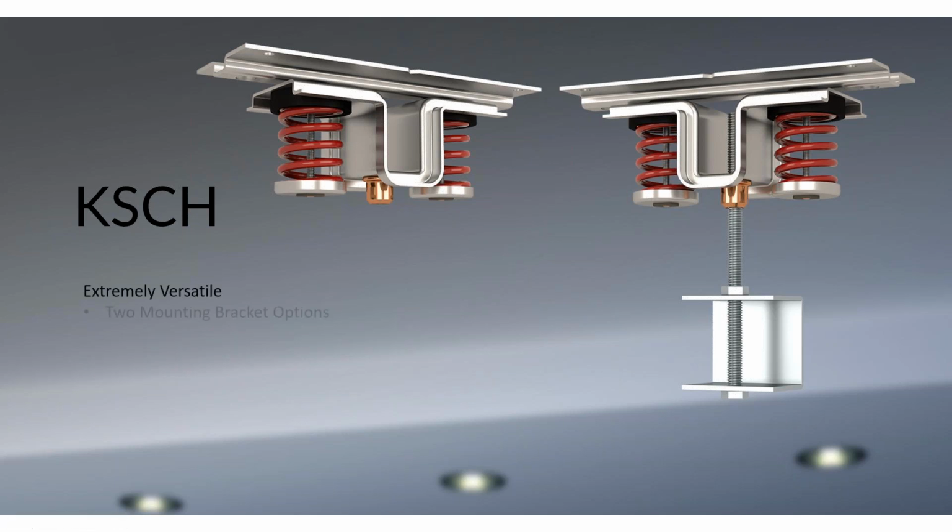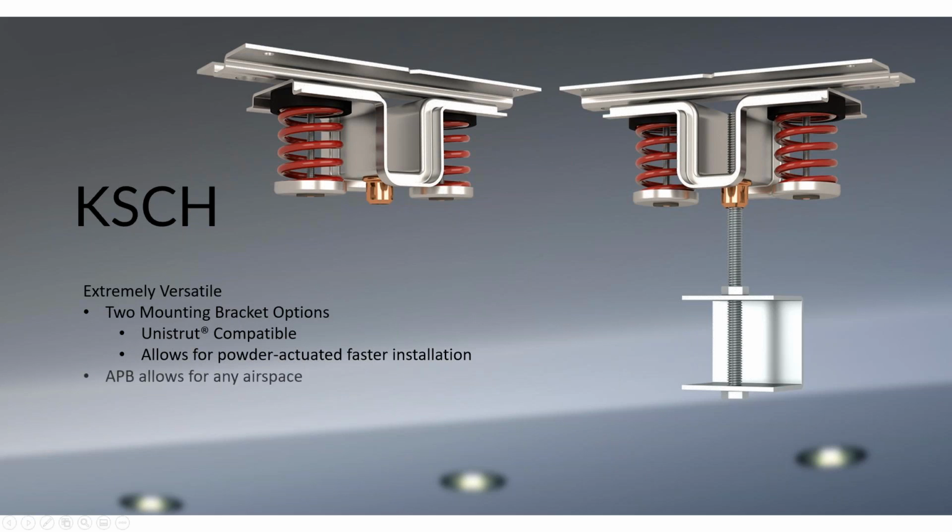And here you see one of the options that we have available, which is this different bracket. There are different widths. The standard piece will slide right into unistrut, where the other piece is a little bit wider and allows for diagonal powder shooting. You can powder shoot right into the deck. So it's a pretty versatile hanger.